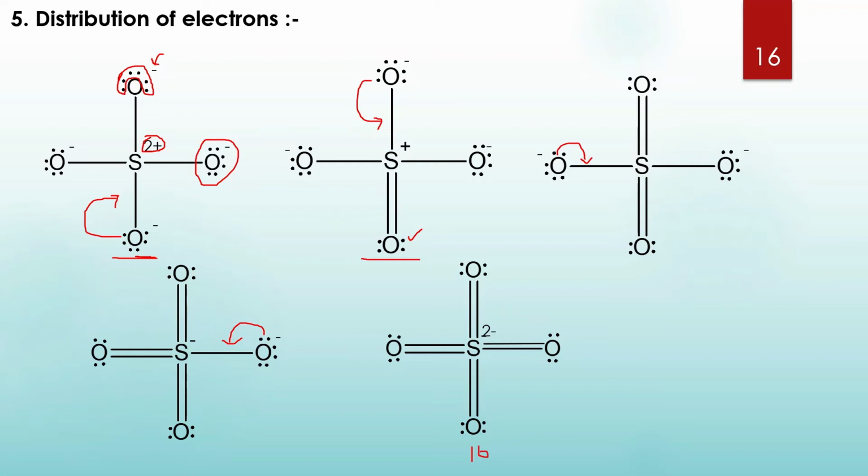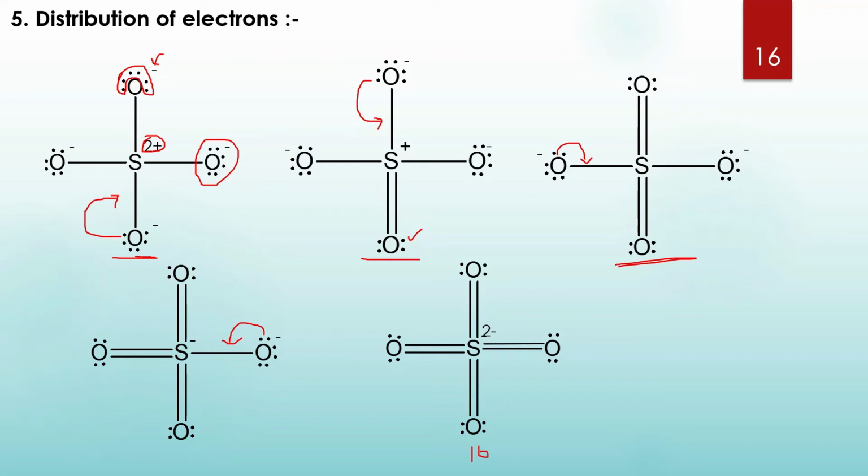Now, if you look at the third structure, there are just 2 atoms that have formal charges. And those 2 atoms are the electronegative atoms, that is oxygen. So this third structure is even more stable compared to the second structure.